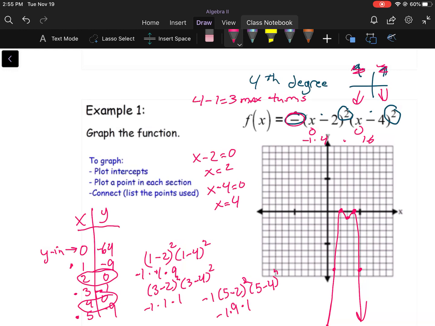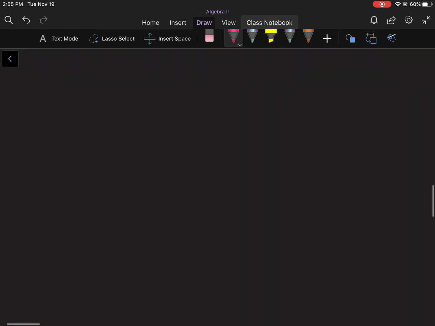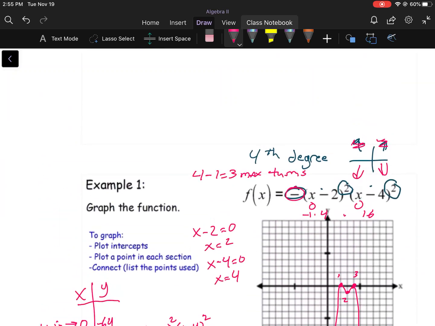that. Kind of looks like the McDonald's M arches. It matches up with my end behavior. They both go down. I've got 1, 2, 3 turns in it. So there we go. Kind of matches all those clues that I've listed above.